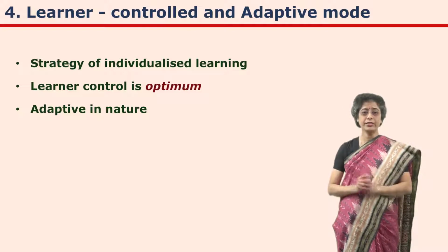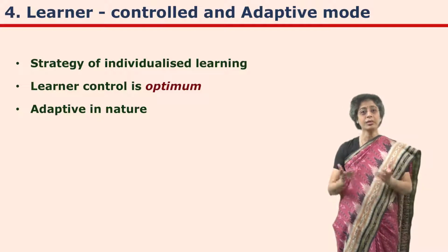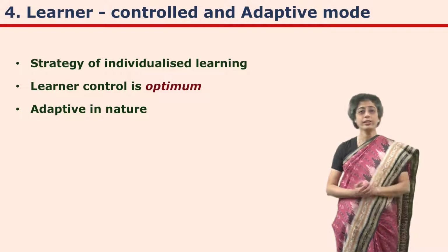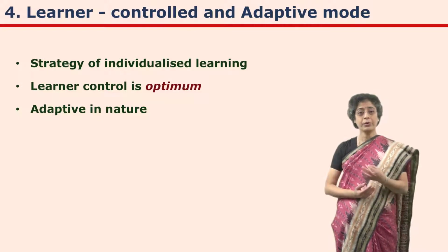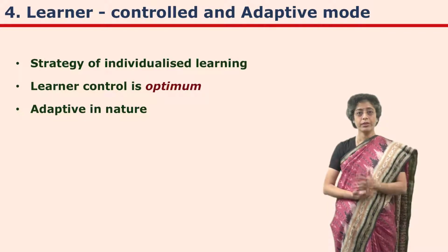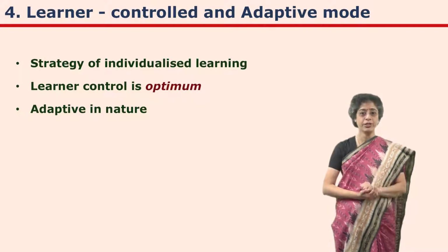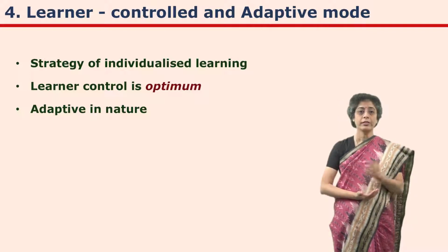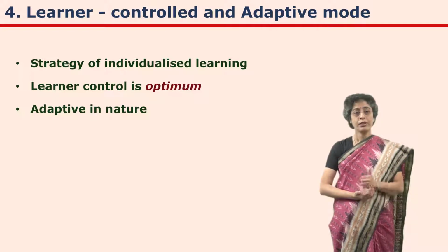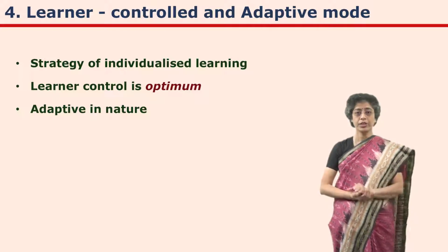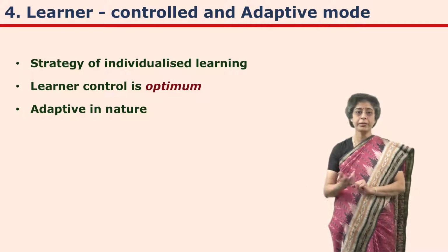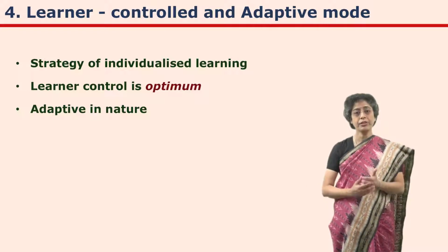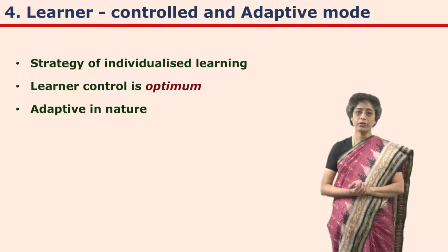CAI is a strategy of individualized learning. So, learner control is optimum. What all can the learner control? The learner can progress at a speed monitored by the learner. It's a self-paced learning activity. So, the learner can click on the next step whenever he or she wants. The learner can even decide which media or mode to use for learning. So, if the learner wishes to watch video, he or she can click on that. The speed can be monitored by him or her. If the learner wishes to see more graphics, that is also possible.